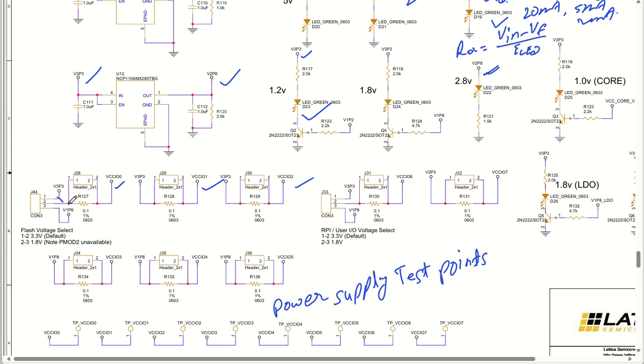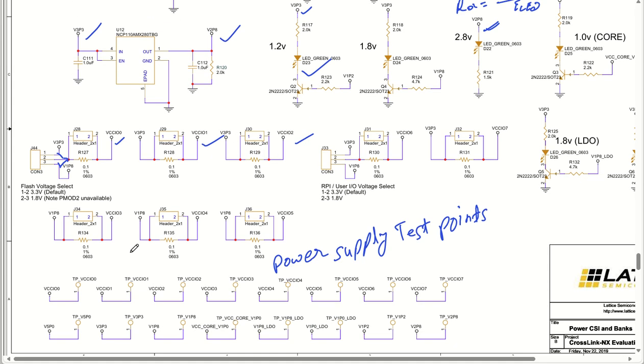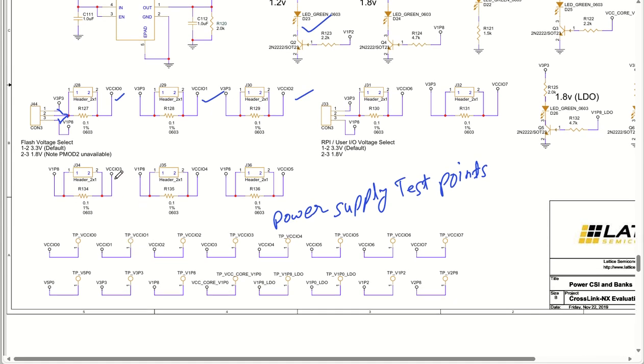Otherwise, if you want to have 1.8 volt, you have to short these two. That's all. Similar to that, 3.3 volt is there for VCCIO1, and for VCCIO2 we have 3.3 volt. And for the other voltage levels, you can see VCCIO3 is actually connected to 1.8 volt. Similar to that, this is also 1.8 and this is also 1.8 volt.